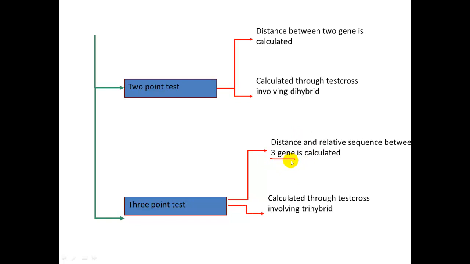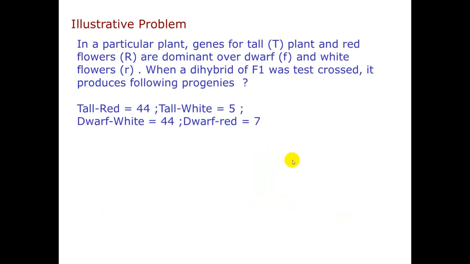Now let's have one question which is usually asked in competitive exams. In a particular plant, genes for tall and red flowers are dominant over dwarf and white, and when a dihybrid F1 was test crossed, it produced the following progenies. Now we have to calculate the distance between T and R, okay?